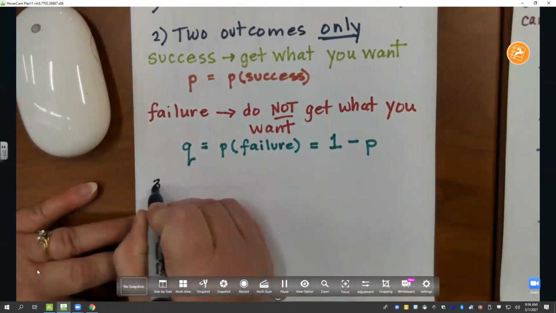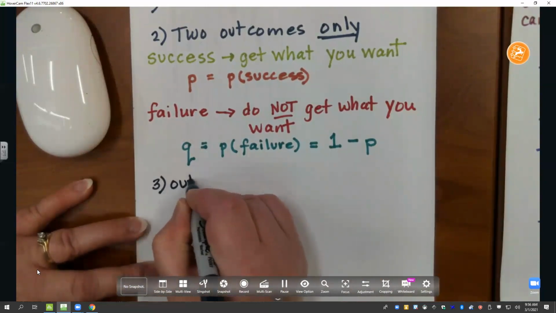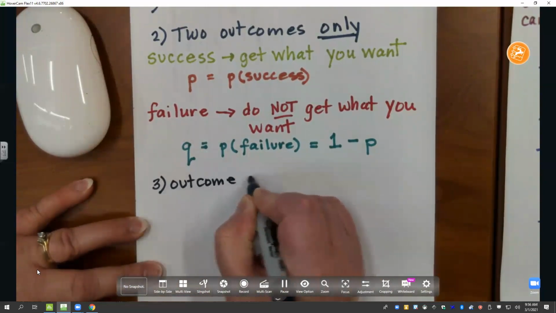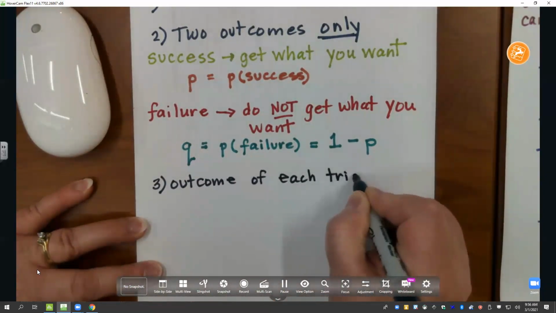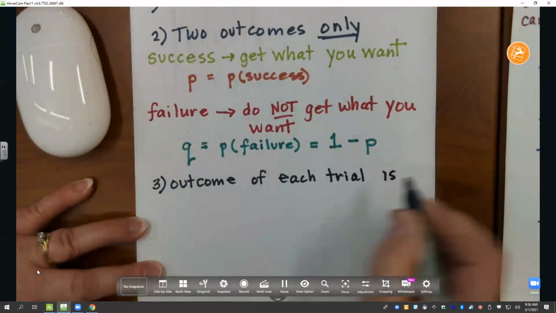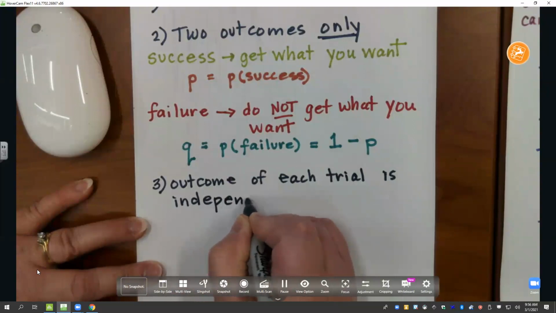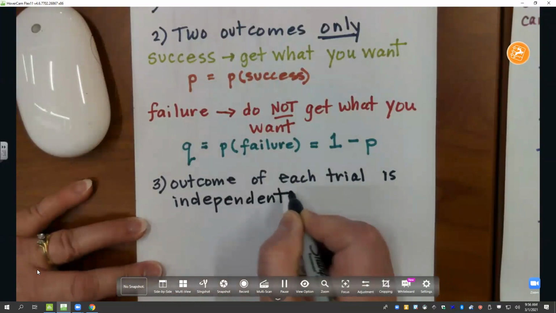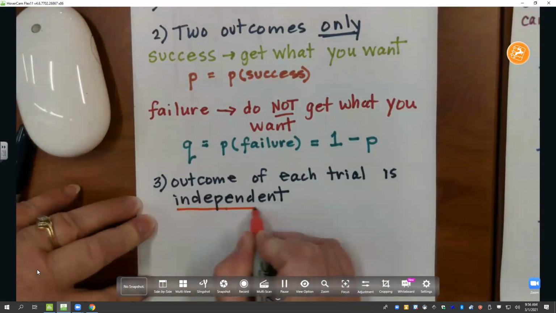Okay. Third condition is that the outcome of each trial is what we call independent. Okay, and that's probably kind of a new word. You may not have seen that word before.